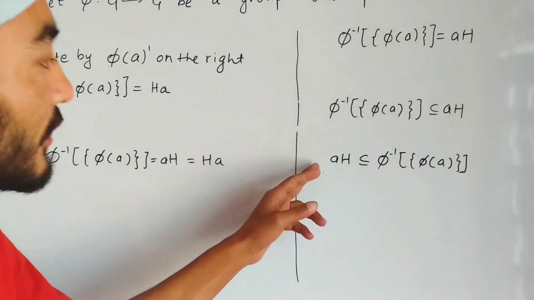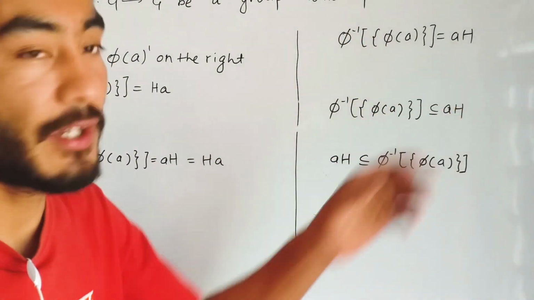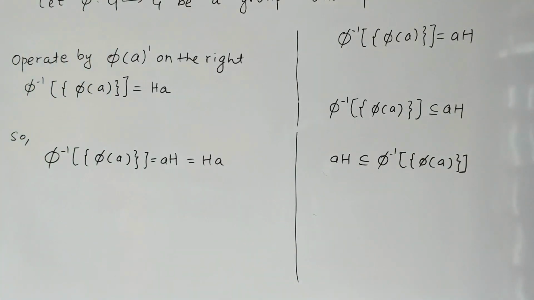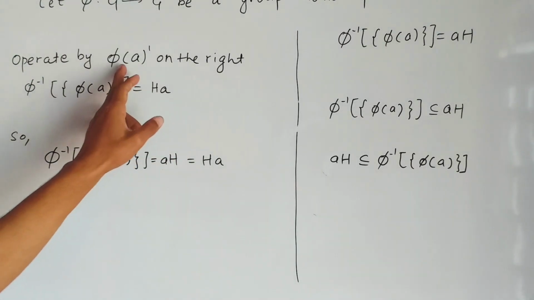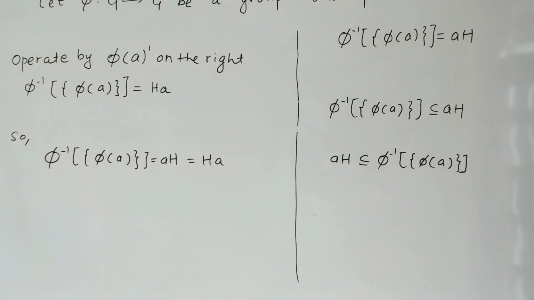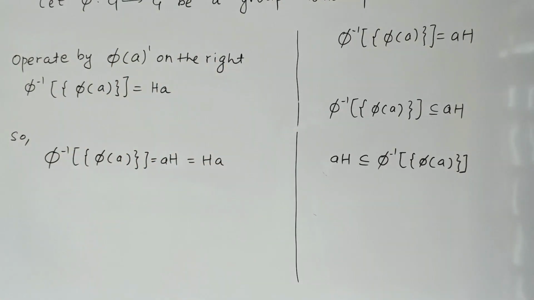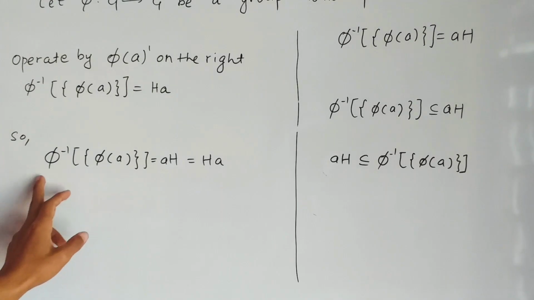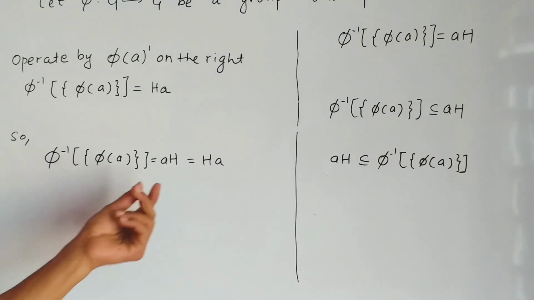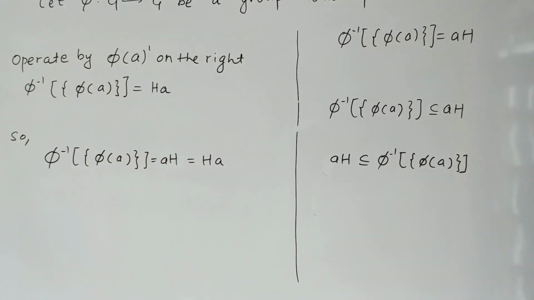Now from these two relations we have φ⁻¹(φ(a)) equals aH. Also in a similar manner we can prove that φ⁻¹(φ(a)) equals Ha. In our proof we operated the inverse of φ(a) on the left. Now if we operate the inverse of φ(a) on the right, we get this proof. So we have φ⁻¹(φ(a)) equals aH, that equals Ha. The theorem is proved.